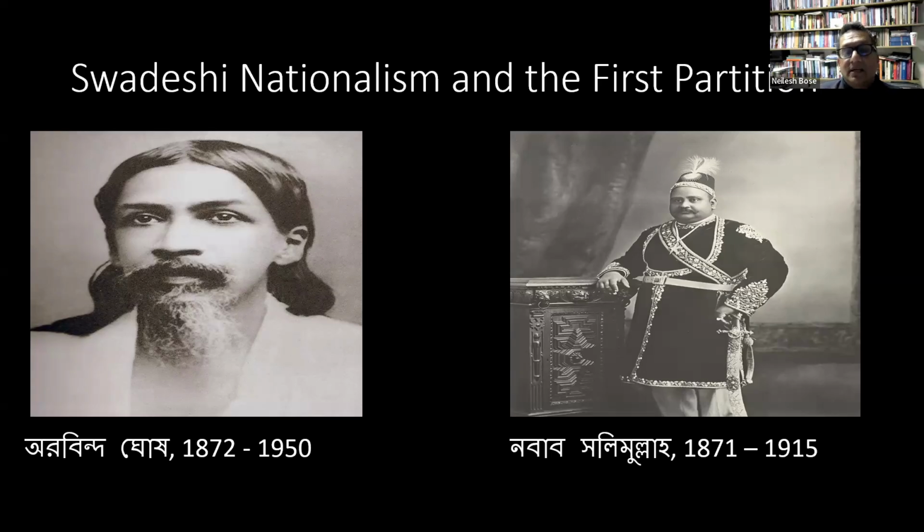One of the plans during the first partition time, which is very important, was the mission of establishing a university in Dhaka. And that was the plan. During the first partition, it was stalled after the partition was reversed. It was stalled because of World War I, but then it came into being in 1921.